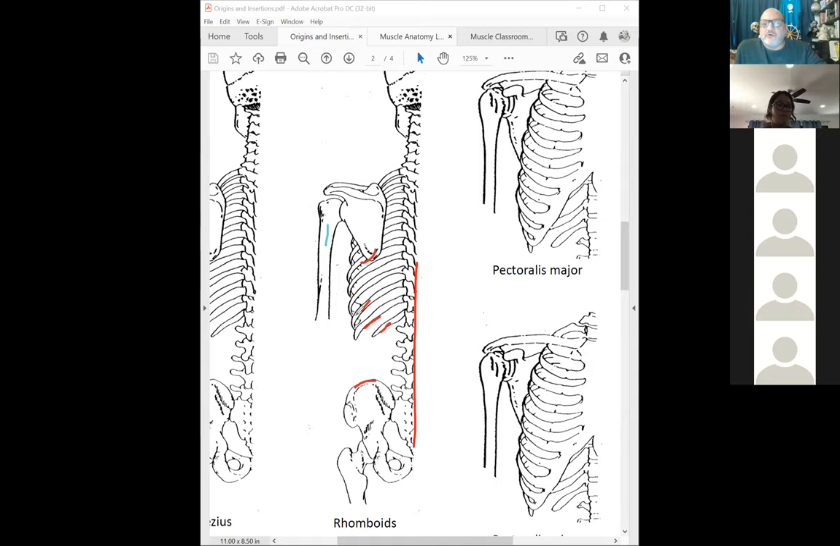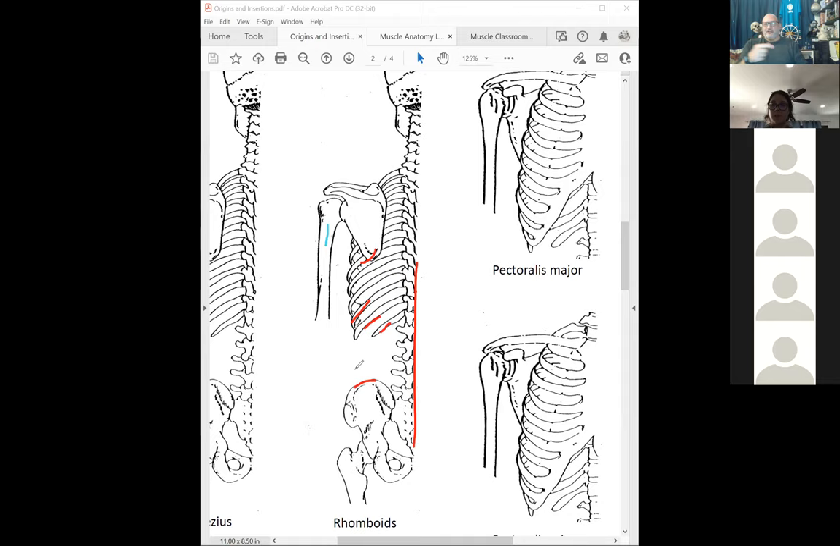Notice, so again, I work this out for myself easily. This has a medial origin and a lateral insertion. So the most obvious action is going to bring the arm in. And what would bringing the arm in be? Adduction, absolutely. There you go, you got it, swimmers.